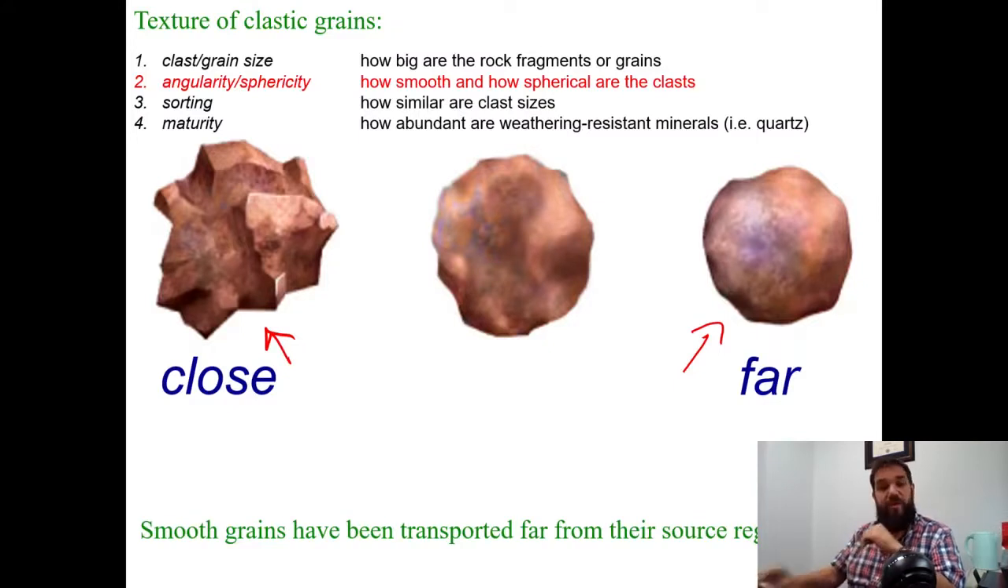Okay, so it tells you how far the sediment has been transported. When you have very angular grains, it means that you're close to the source of the sediment. When you are very spherical, it means that those grains have been transported very far, and that sediment is far away from its source.